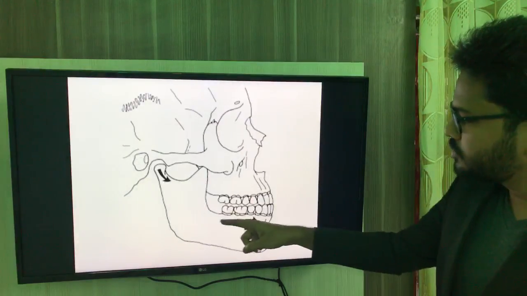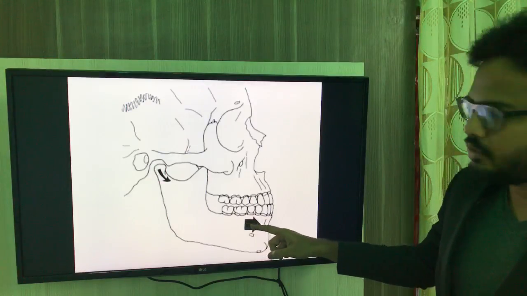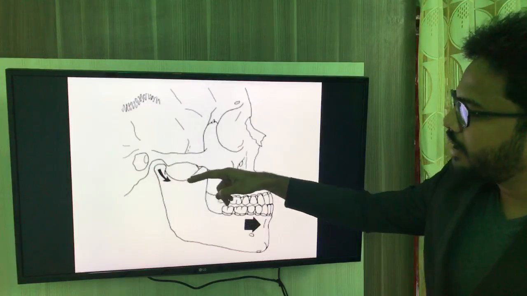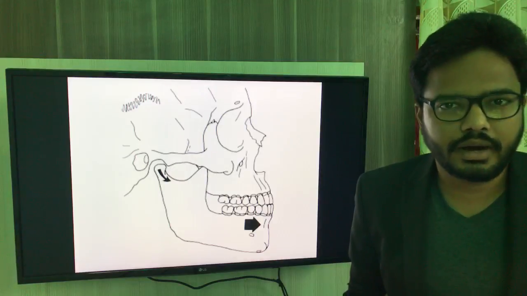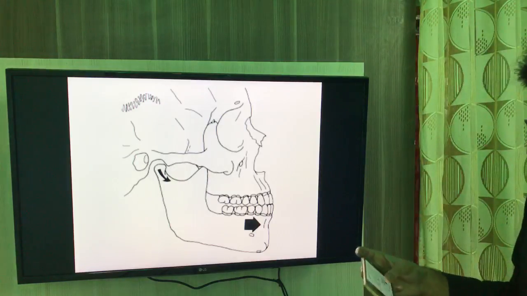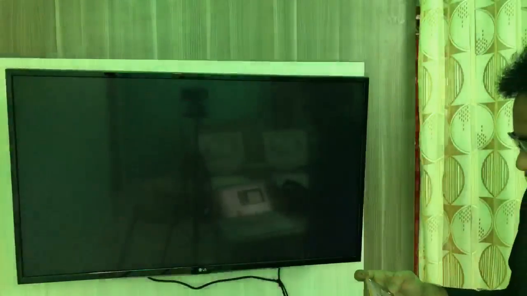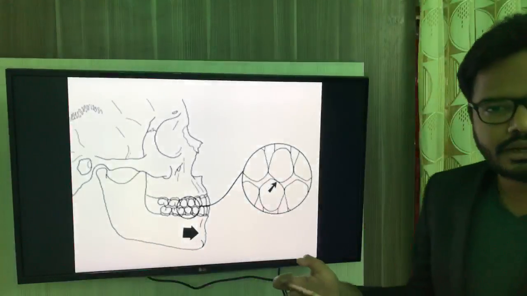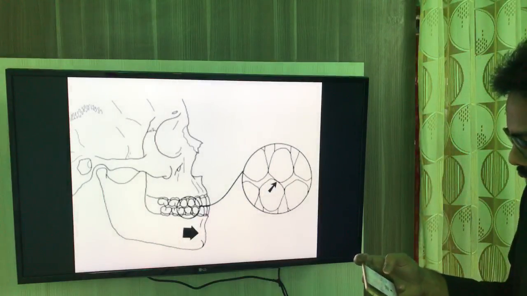So during protrusive movements, as it is represented by this arrow, there is a downward and forward movement of condyle, right? So that's very important. And also we'll discuss a few other illustrations which represent a few different motions altogether.